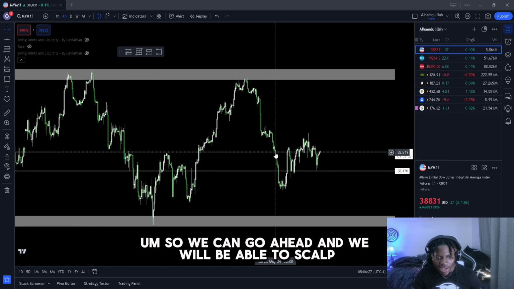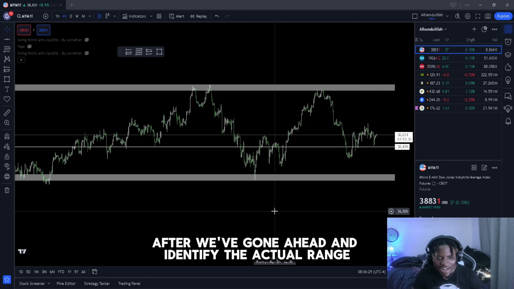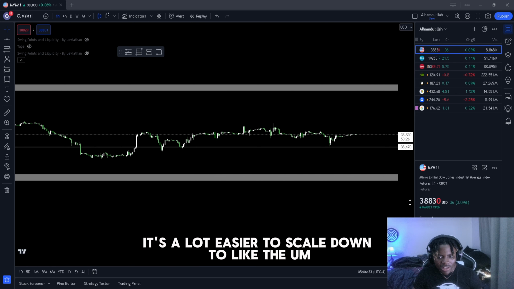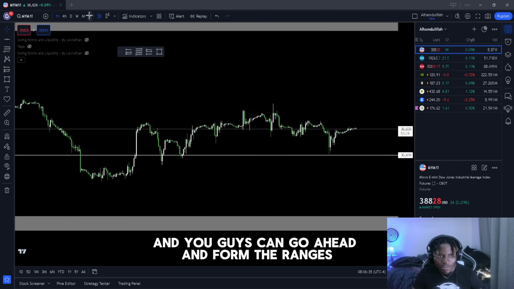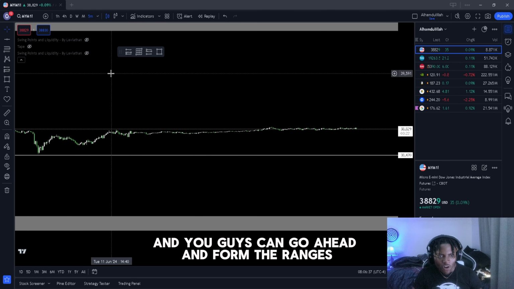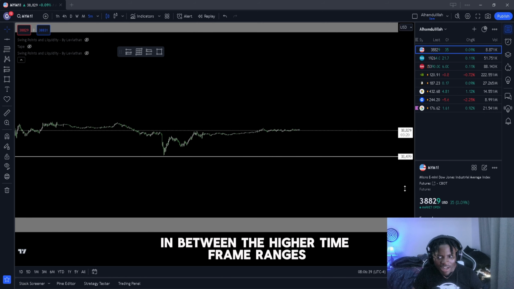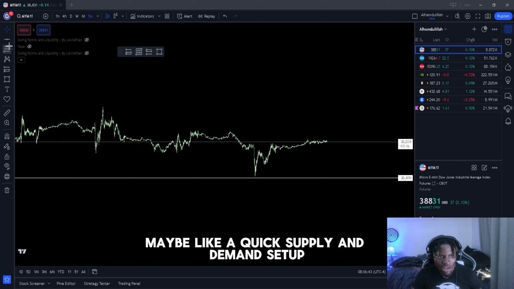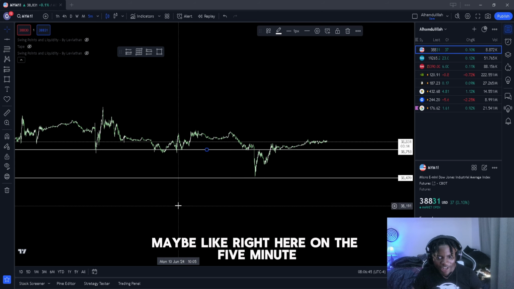So we'll be able to scalp after we've identified the actual range. From there, it's a lot easier to scale down to the smaller time frames, and you guys can farm the ranges in between the higher time frame ranges. You'd be able to catch yourself maybe a quick supply and demand setup, maybe right here on the 5 minute.